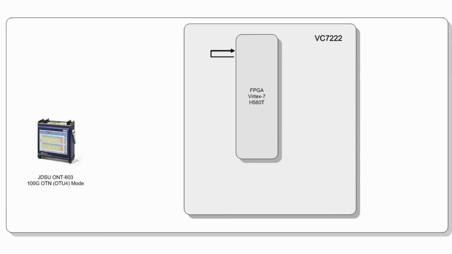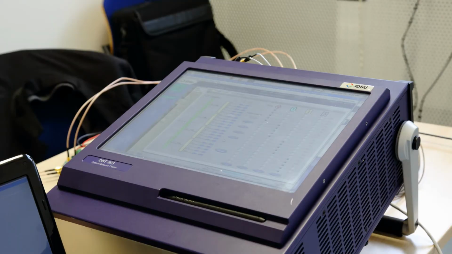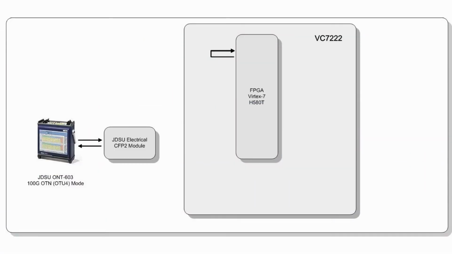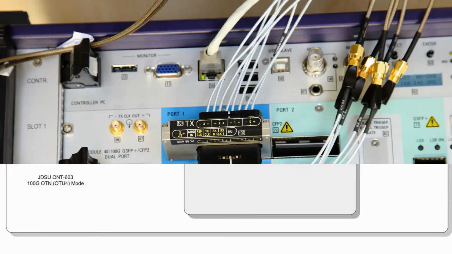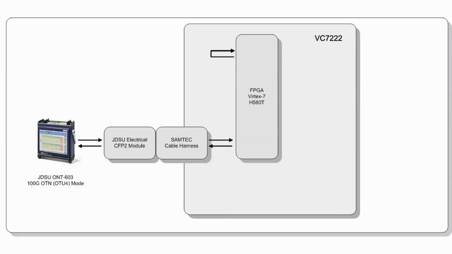On the line side, we have the JDSU ONT603 tester, which is configured in OTU4 mode. The box has an electrical CFP2 breakout module installed, allowing us to test the OTL4.4 interface on the FPGA. This module is connected to the Virtex 7 card via a set of Samtec Bullseye cables. Finally, we have a user interface that allows us to monitor the errors, stats and defects at all layers of the design.